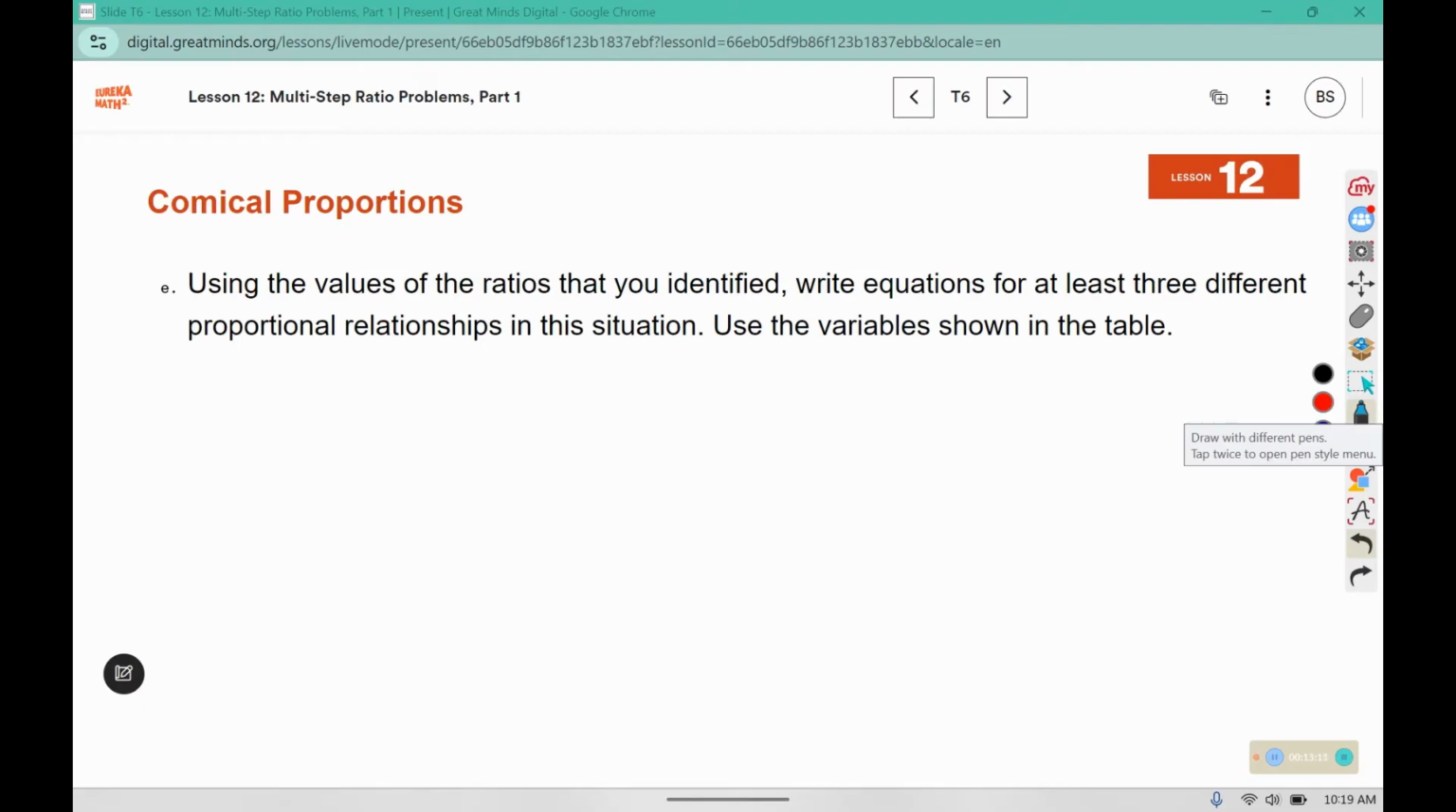Using the values of the ratios that you identified, write equations for at least 3 different proportional relationships in this situation. Use the variables shown in the table. In the table, we had H for the head, B for the body, and T for the total.